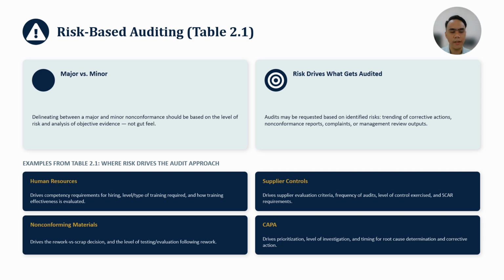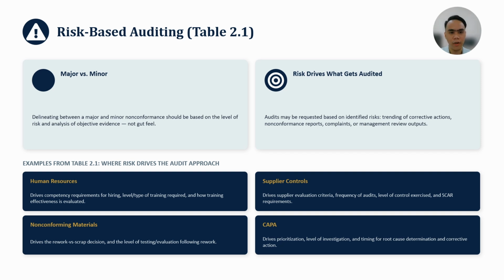It's also worth knowing that the audits themselves can be triggered by risk signals. Audits may be requested based on identified risk from quality sources, such as trending of corrective actions, nonconforming reports, customer complaints, or outputs from management reviews. In other words, risk doesn't just shape how you audit, it can shape whether and when you audit something in the first place. So the chapter includes a detailed reference in Table 2.1 that walks through how a risk approach applies across many specific quality management system elements.